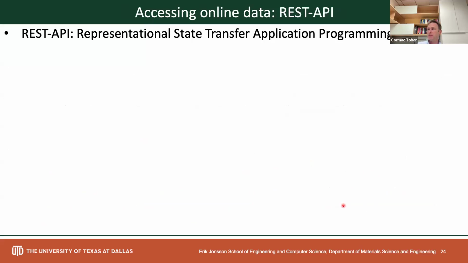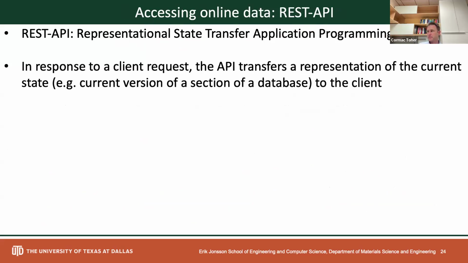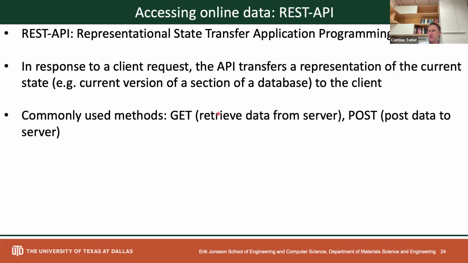So the basic idea behind these APIs is what's called a representational state transfer application programming interface. This is a way to basically download structured data from a database. What it does is, in response to a client request, the API will transfer a representation of the current state, i.e. a current version of a section of the database, to the client. Commonly used methods are GET, to retrieve data from the server, and POST, to post data to a server. POST can also be used to post a query to a server.